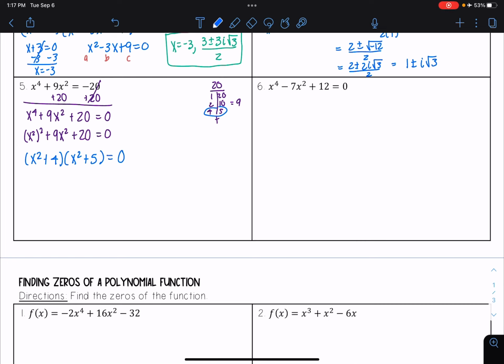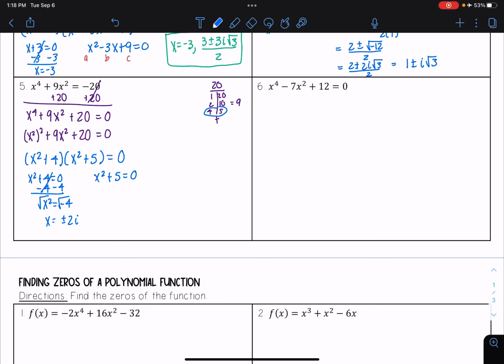Now I can set each of these factors equal to 0 and solve. So I have x squared plus 4 is equal to 0, and x squared plus 5 is equal to 0. And now both of these I can solve using square root. So subtract 4 from both sides, and I get x squared is equal to negative 4. And then I can take the square root, and I get that x is equal to plus or minus 2i, since I'm taking the square root of a negative number.